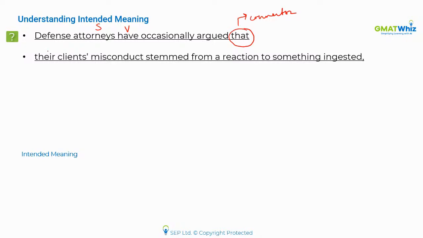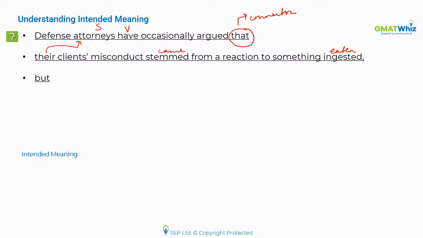There would be referring to the defense attorneys, their clients' misconduct. So they are attorneys, they are probably fighting for their client, who must have done something wrong. And these attorneys are saying their client's wrongdoing stemmed from, which means comes from or came from, a reaction to something ingested. Ingested means eaten. So what these defense attorneys often argue is that their clients' bad behavior is because they have eaten something. That's funny actually. All right, that is the intended meaning here.